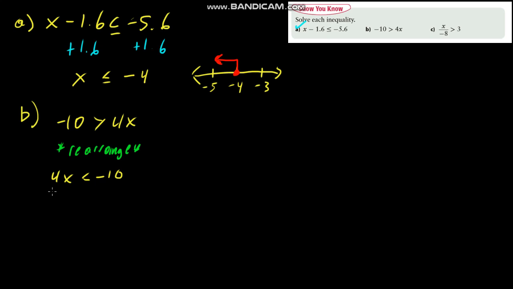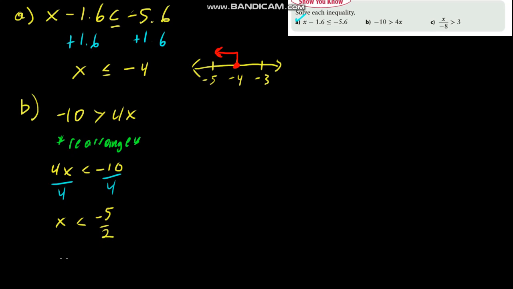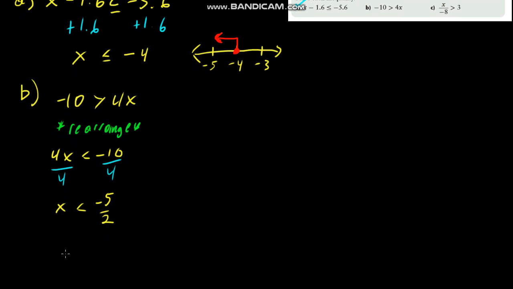So we are going to have to divide both sides by 4, since that's the opposite of multiplying. We're going to see that x is less than, and I'm going to use fractions here. I like fractions. They make sense to me. If you wanted to use decimals, you could certainly represent your answer that way. Or you could say x is less than negative 2.5. That would be fine as well.